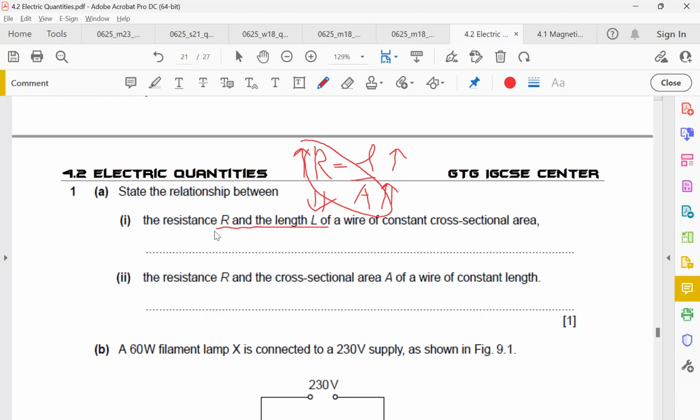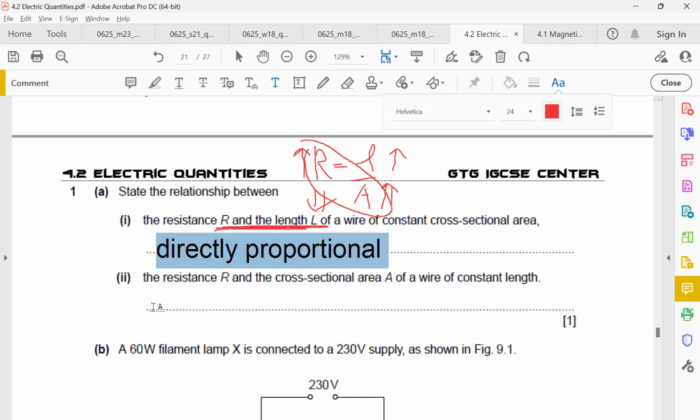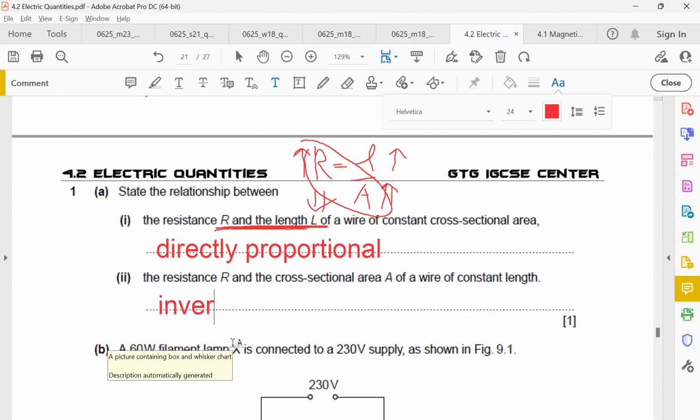Okay. Anyways, from here, for resistance and length, they ask you what's going to happen. You're going to say directly proportional. And of course, cross-sectional area is inversely proportional.